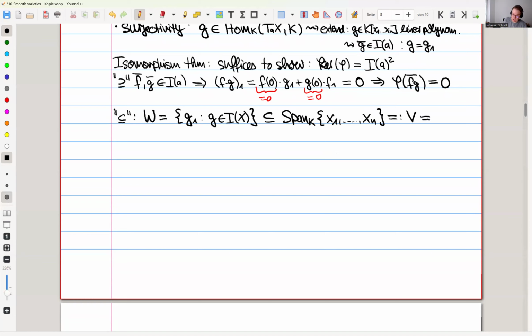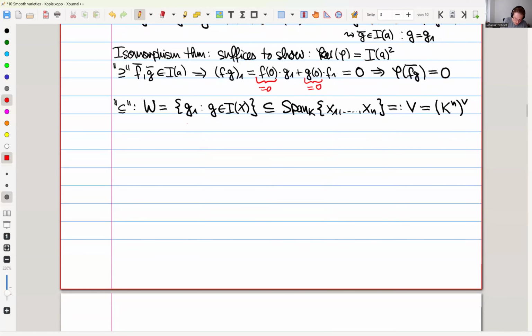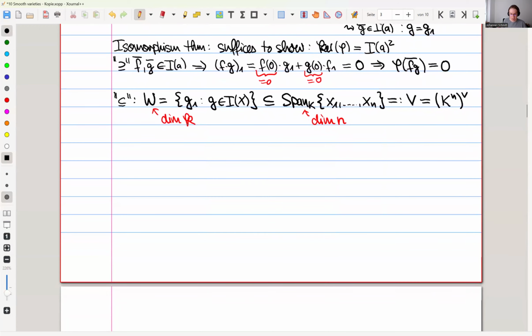And I mean, you can see V just as the dual space of k to the n. Right? So these are just linear polynomials. They sit inside this span here. And clearly this W is closed under multiplying by constants and addition. So it's a linear space. So let's say this has some dimension k. Let's call this dimension k, and this full span has dimension n. Okay. We're going to see in a bit why we care about these things.